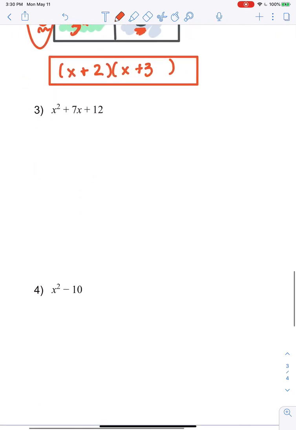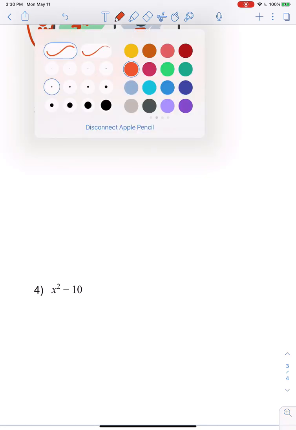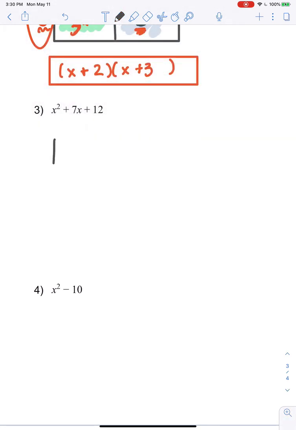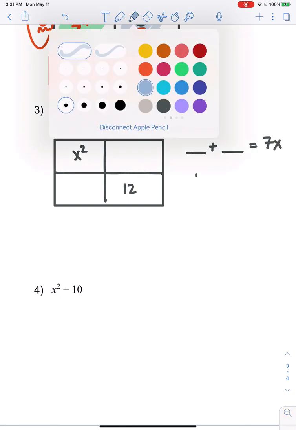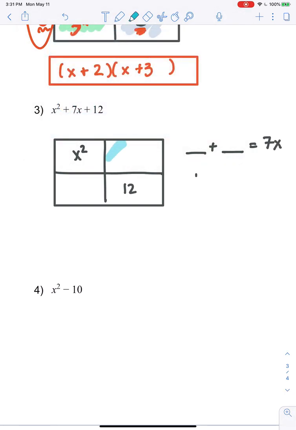I ask that you hang in there for these last two, even if you're feeling pretty good, because I want to review especially number 4 with you. Okay, so we're going to do our rectangle again. Split it into 4 quadrants. We have x squared. We have 12. We know that something plus something must equal 7x. And let's make those somethings a nice bright blue.